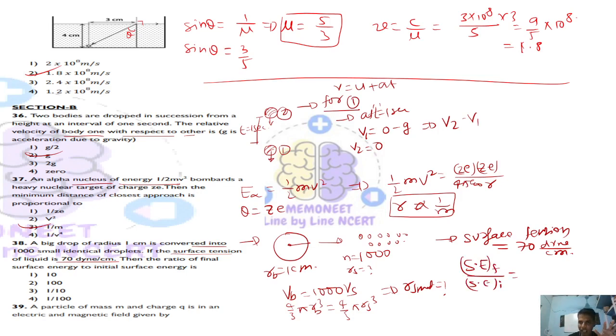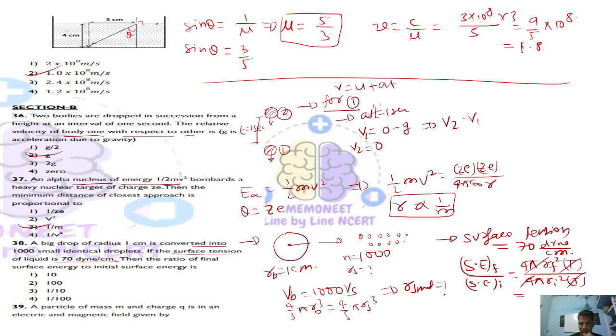Surface energy is simply given as 4 pi r final square into surface tension, upon 4 pi r initial square into surface tension. So you can easily calculate it out, the ratio between r final and r initial, and it converts into 1000. It simply becomes 1000 to the power.